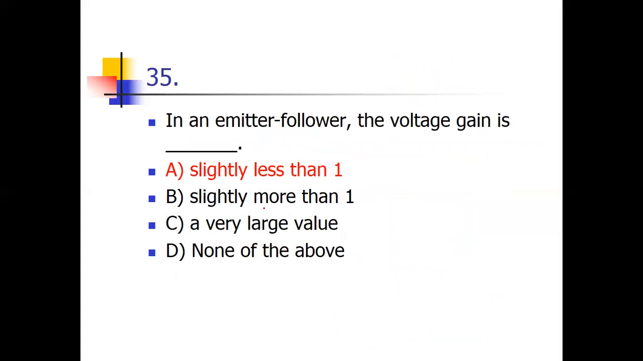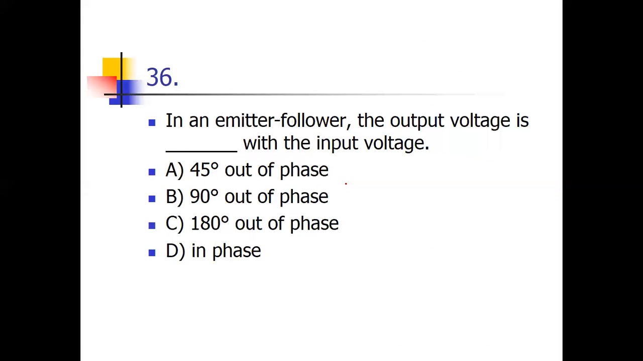Emitter follower voltage gain is, emitter follower means the output voltage follows the emitter voltage. Means output should be approximately equal to input. That's why it's called a follower. But this is the ideal condition. Practically, the value is slightly less than 1.